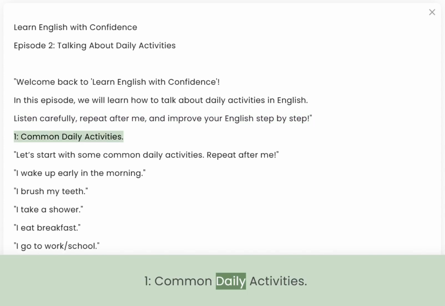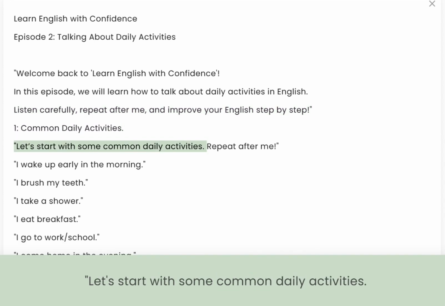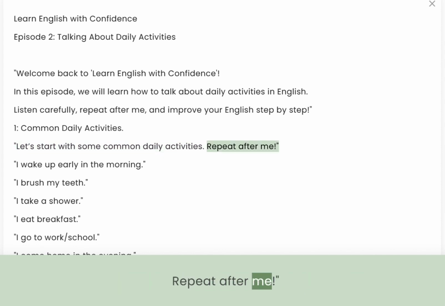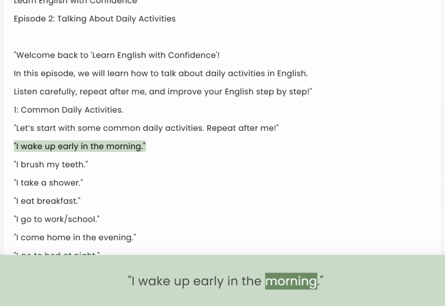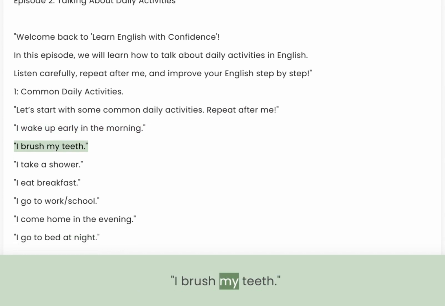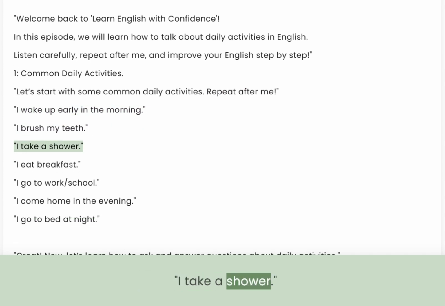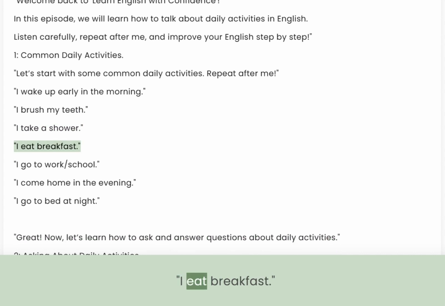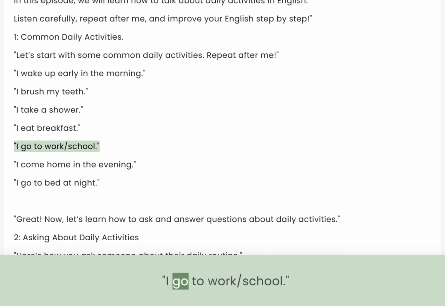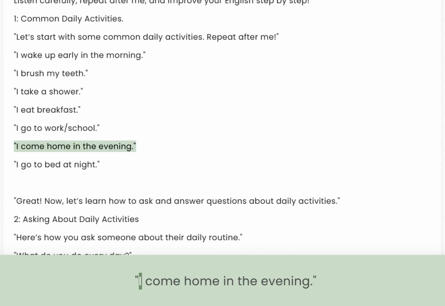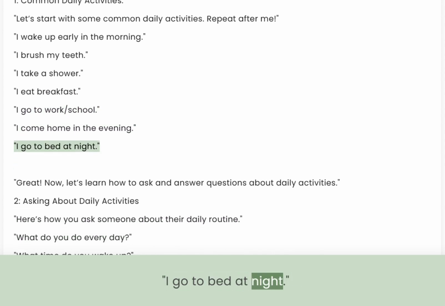1. Common daily activities. Let's start with some common daily activities. Repeat after me. I wake up early in the morning. I brush my teeth. I take a shower. I eat breakfast. I go to work or school. I come home in the evening. I go to bed at night.